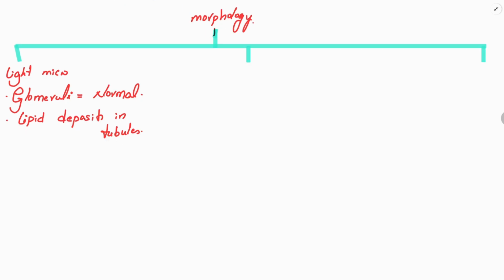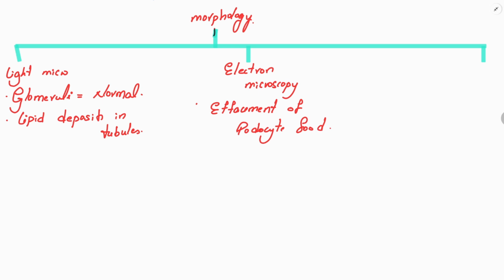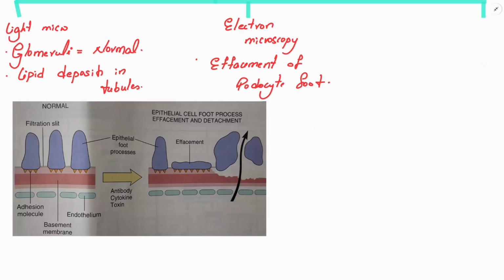Okay. And the next one is electron microscopy. This electron microscopy is very special here, because in this you can see effacement of podocytes. Let's extract the image from the Robbins. So this is the image related to the electron microscopy. Okay. So this is the normal image and this shows the epithelial cells, foot processes, detachment and effacement.